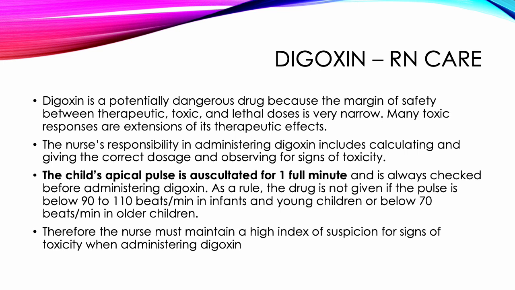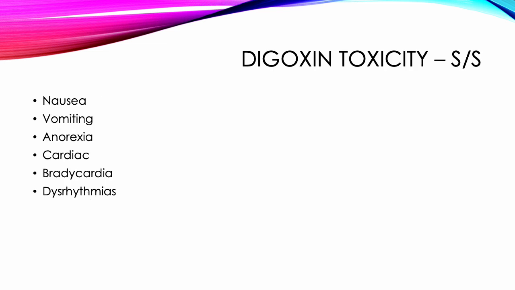Remember that there is a very narrow therapeutic window for digoxin. As the nurse, you'll want to make sure that you're giving the correct dosage and observe for signs of toxicity. You would check the apical pulse for a full minute and make sure you know your hold orders for your medication. Common signs and symptoms of digoxin toxicity include nausea, vomiting, anorexia, bradycardia, and dysrhythmias.